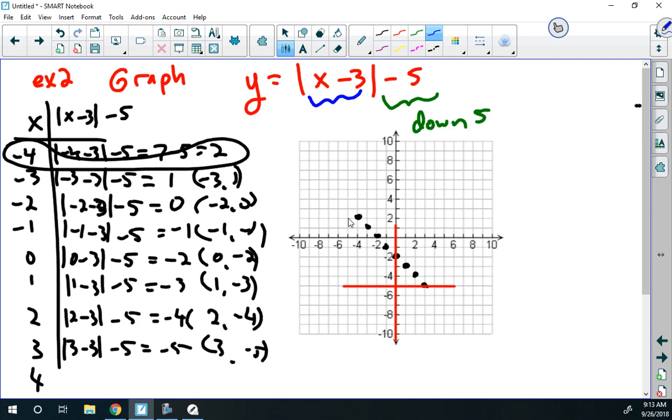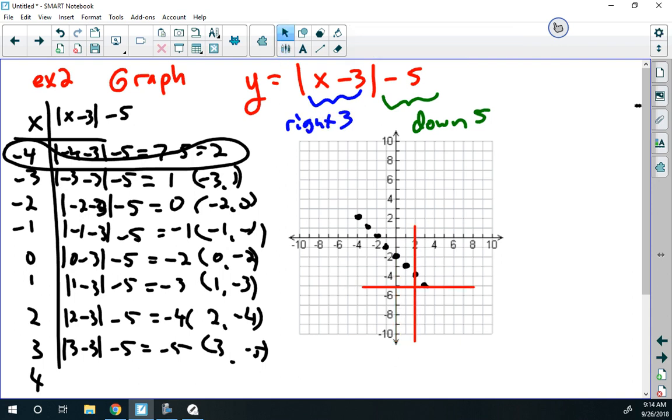So the x minus 3 in the parentheses, what's that tell us? Over 3. Which way? To the right or to the left? You might think it's to the left, but it's counterintuitive. To the right 3. Right 3. Okay, so now we've got these crosshairs located right there.